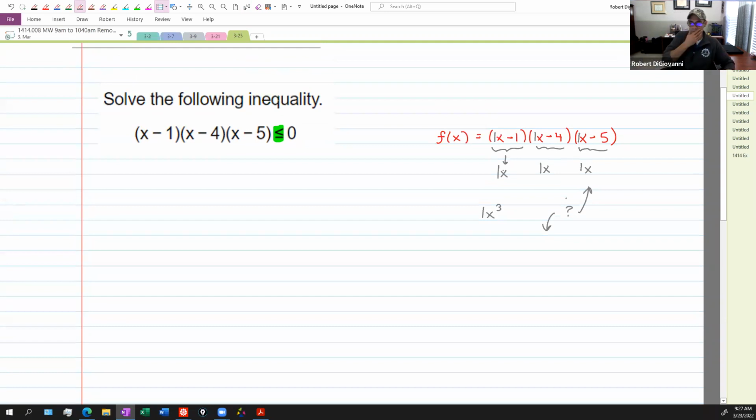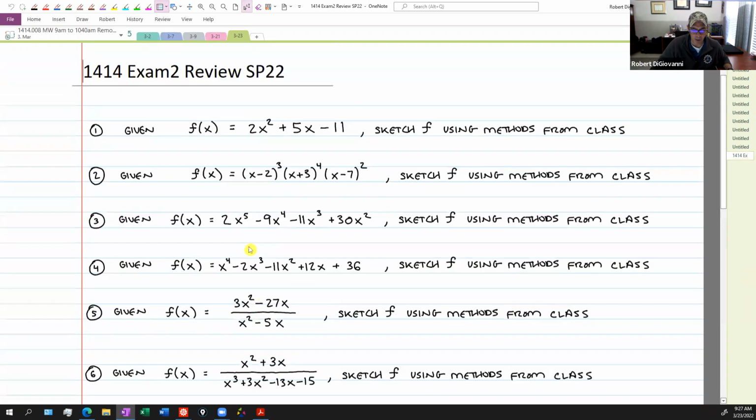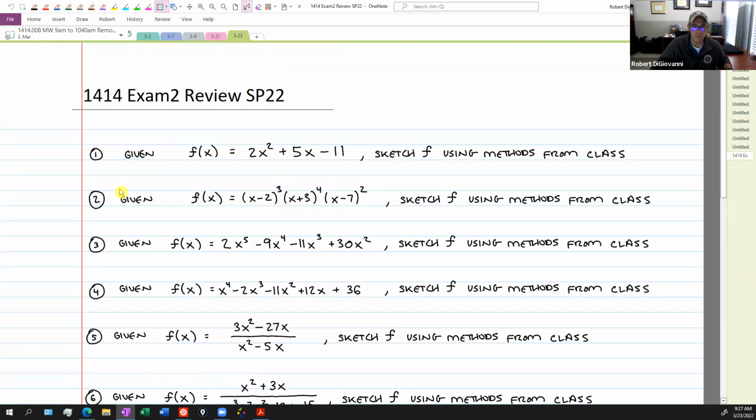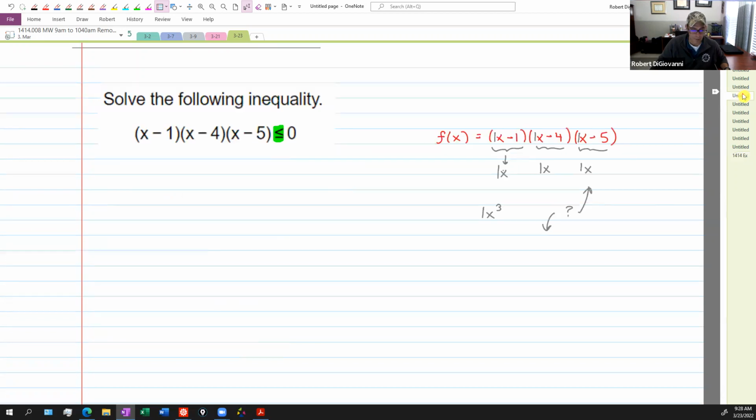So does that make sense? Again, you maybe need to go back and look at the notes for that. Now, in your review, I gave you a problem like that, number 2. Number 2 is a perfect example of that situation. It's already factored. You can tell me it's going to cross, bounce, cross. The thing you don't know is the left and right hand behavior, but you can say, this acts like an x cubed, this acts like an x to the 4th, this acts like an x squared. Okay, let's get back to this.